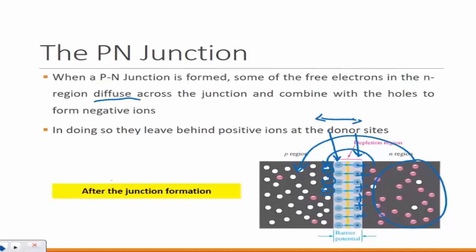So what will happen is, once you place these two electrons and holes together, or sorry, the p-n junction together, you are actually forming one side completely positive, one side completely negative.